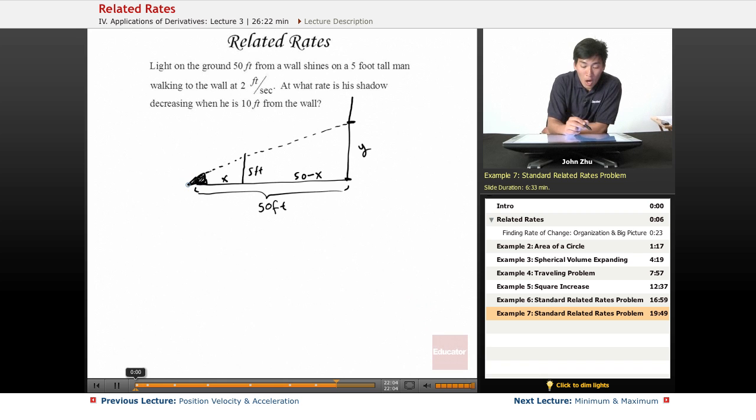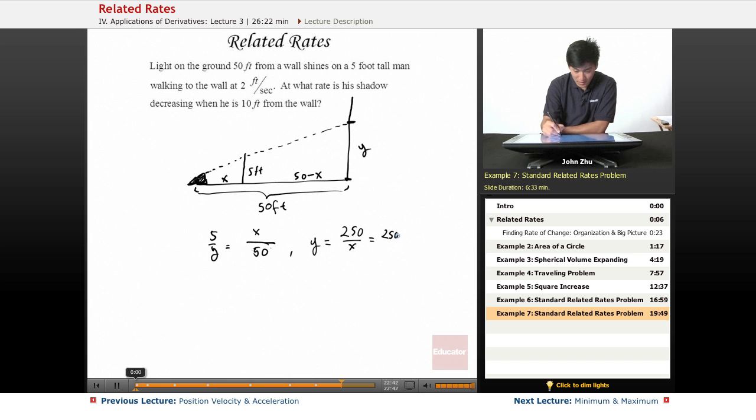So then to relate all these variables together, we see that this is a similar triangle inside an even bigger one. So 5 over y equals x over 50 minus x. Oh, excuse me, x over 50. So we have now an expression for x and y. Well, we know that y just equals 250 over x, which is 250 times x to the negative 1. So the change in y, dy dt, is going to be negative 250 x to the negative 2 dx dt.